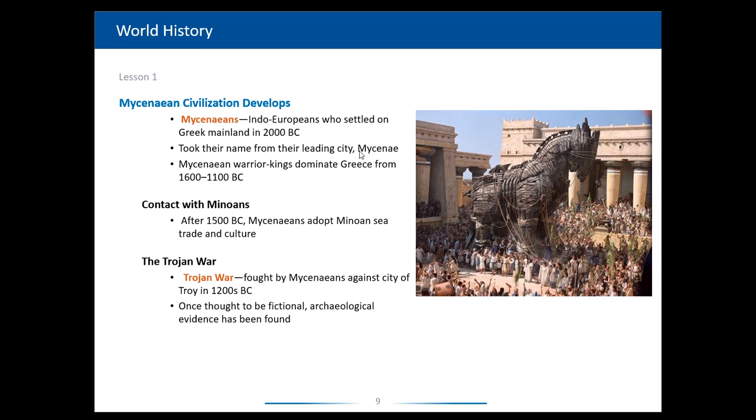The Trojan War also happens, and it is a war fought by the Mycenaeans against the city of Troy in the 1200s BC. It was once thought to be fictional, but there's archaeological evidence that has been found to substantiate the story. So, therefore, the story, according to the artifacts, is true.